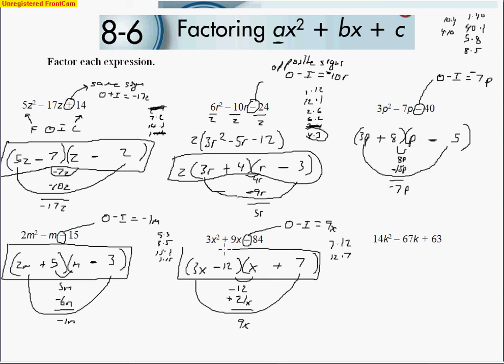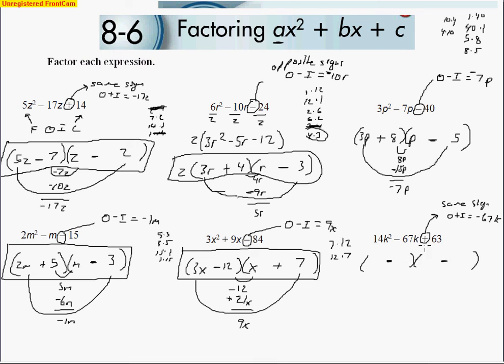So this next one's a little bit more challenging because we don't have a common factor, and 14 has more than just 2 factors. It's not prime, so that makes this one a little bit challenging. But what is good is that it's a plus sign right here. And when this is positive, that means I know the signs. I have the same sign, and that tells me that the outer plus the inner are going to add to make negative 67k. So I know both signs are negative. That's the first thing I know.